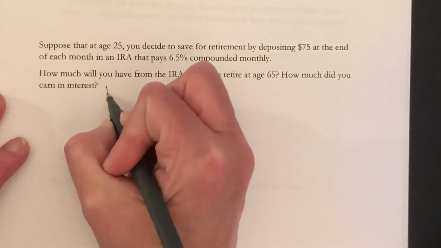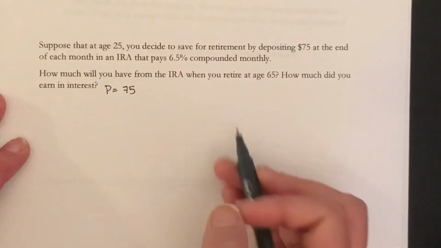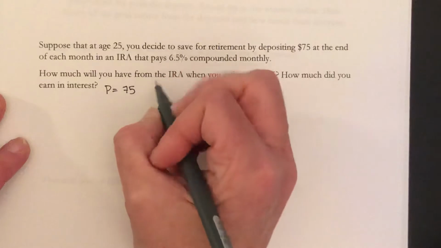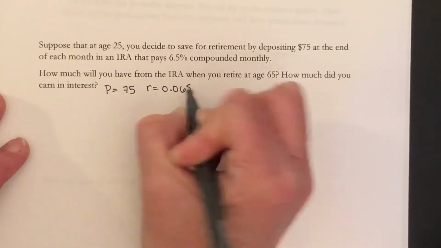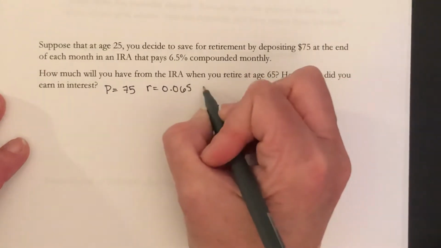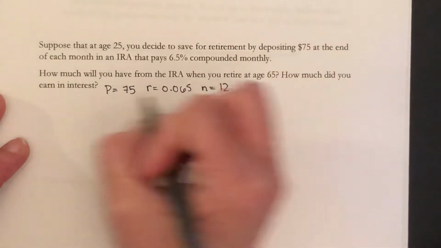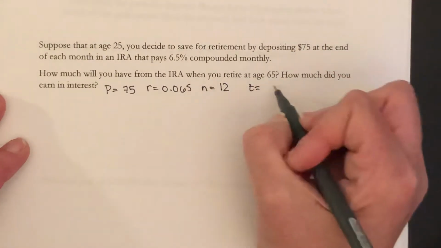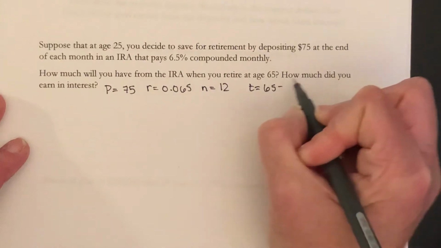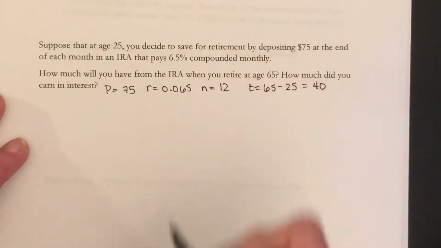Our P value, we are depositing $75. Our rate is 6.5%, so R is 0.065. Compounded monthly, so our N value is 12. Now for the time, well, we retire at 65, we start saving at 25, so our time must be 40 years.